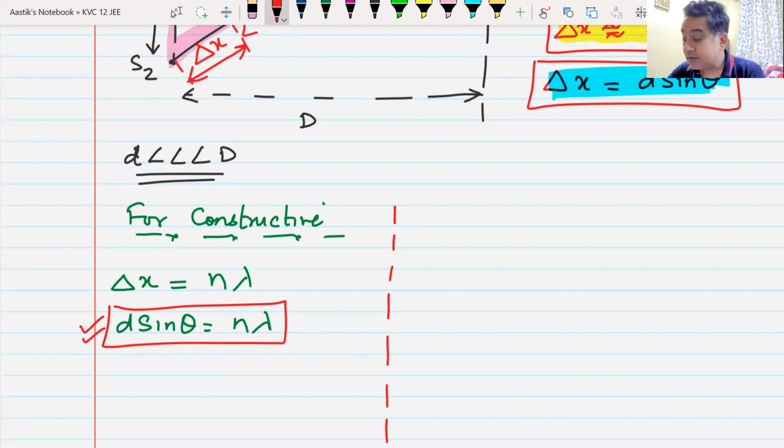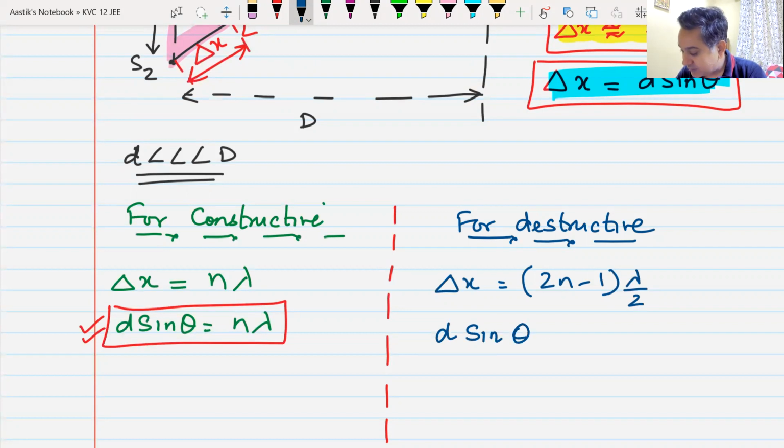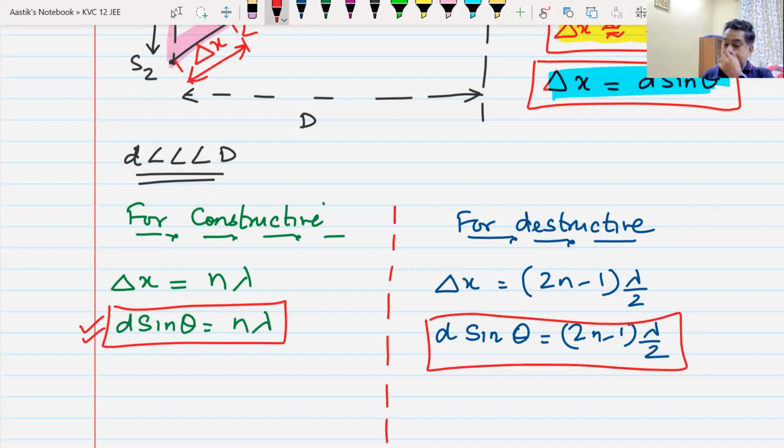Yes, sir. Let me now find out the condition for destructive interference. For destructive interference, this delta x should be equal to (2n minus 1) lambda by 2. So your condition for destructive interference will become d sine theta is equal to (2n minus 1) lambda by 2. Do we understand up till this point? Yes, sir. Well, then we will wind up the class here.